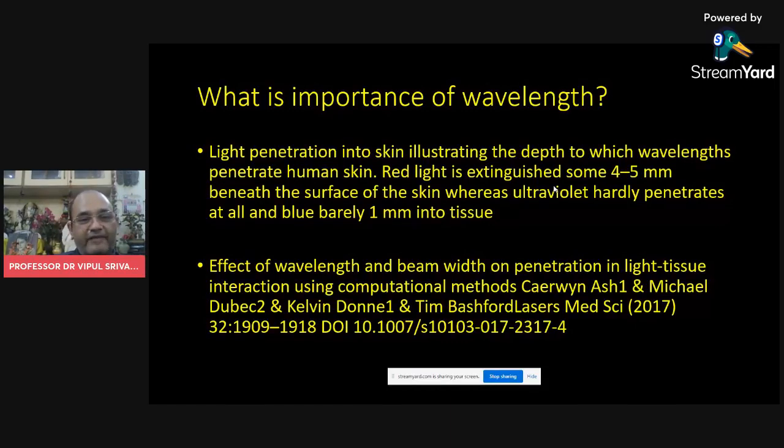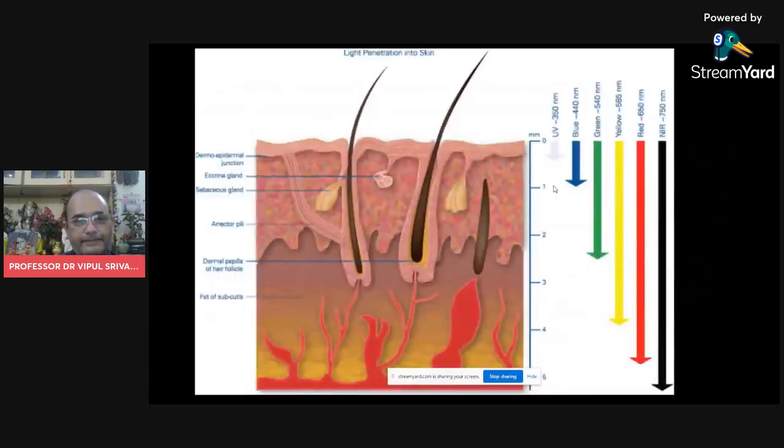This I have taken from a PubMed article, and you can see here the effect of wavelength. The article is "Effect of wavelength and beam width on penetration in light tissue interaction using computational method." It was published in 2017 in the Journal of Lasers in Medical Sciences, an open journal accessible to all. Besides this, some more facts I want to discuss here.